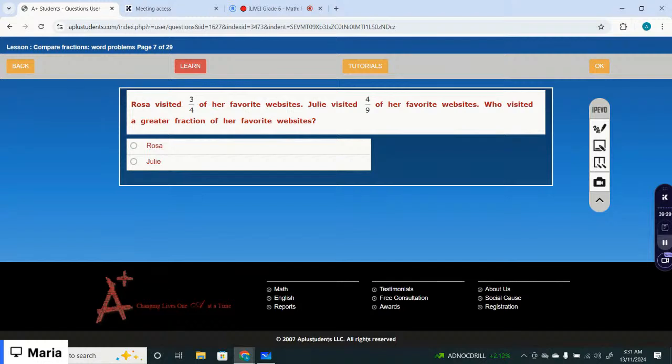Rosa visited three-fourths of her favorite websites. Julie visited four-ninth of her favorite websites. Who visited a greater fraction?